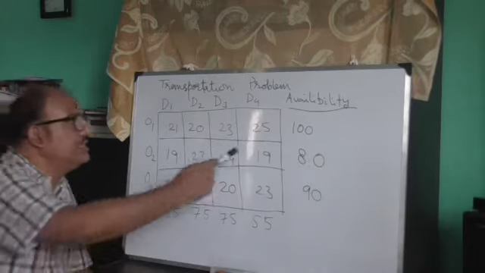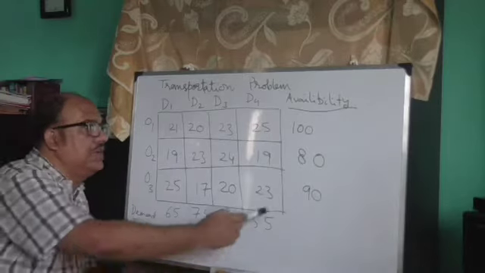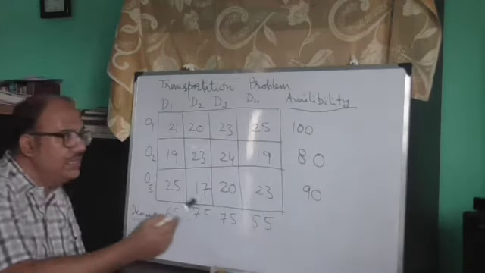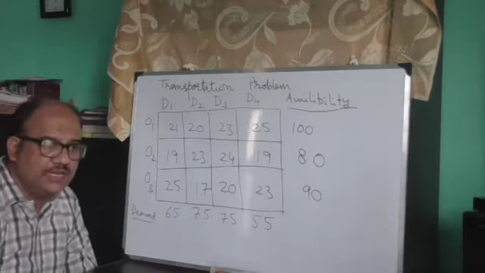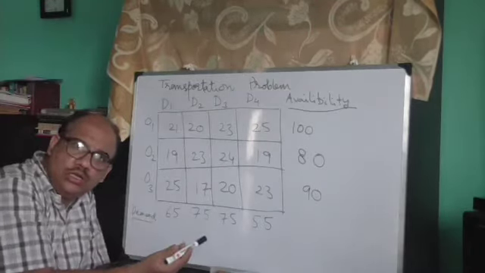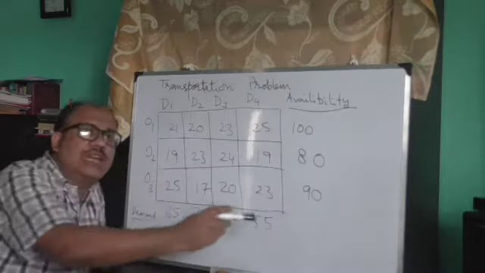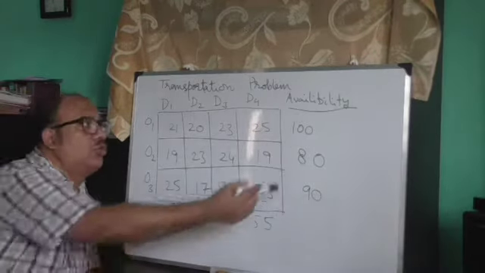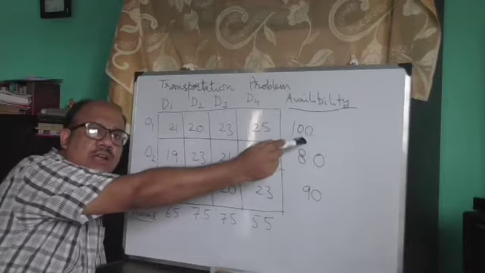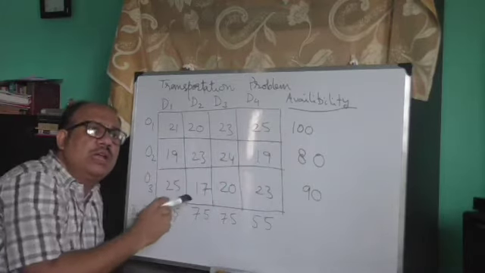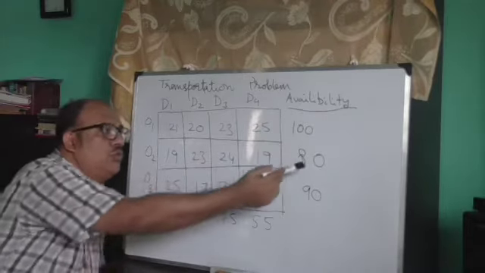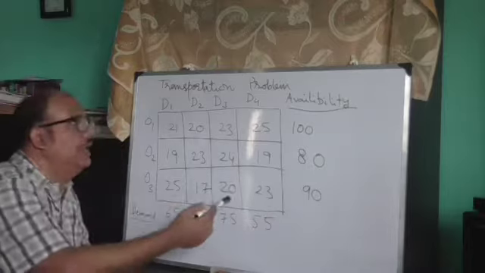Now we can also see the availability and demand. Origins have the availability and destinations have the demand. What is the meaning of availability? As I have said, the origins are the warehouses, so in the warehouses the things are stored. These values are the number of products stored there. So O1 has availability of 100 units, meaning from O1 you can transport a maximum of 100 units. From O2 you can distribute 80 units, and like that.